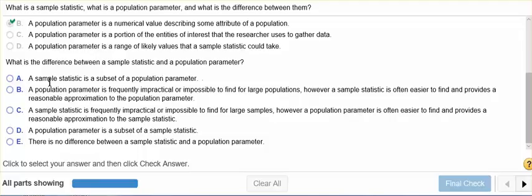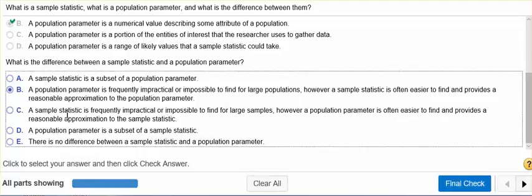So again, that nuance of vocabulary. So that's not true. A population parameter is frequently impractical or impossible to find for a large population. However, a sample statistic is often easier to find and provides a reasonable approximation to the population parameter. That's our choice. And we can read over the rest of these. In C, they kind of flip that idea about the statistic and the population. A sample statistic is frequently impractical. No, it's actually very practical.